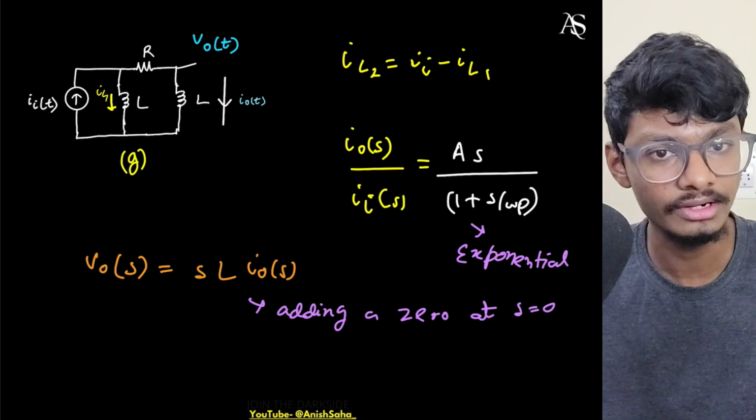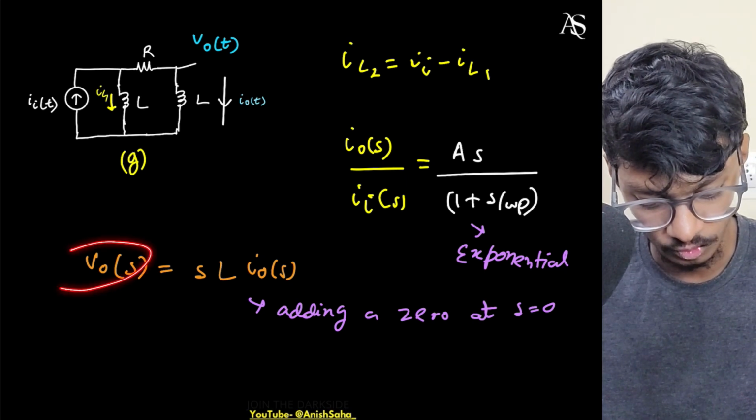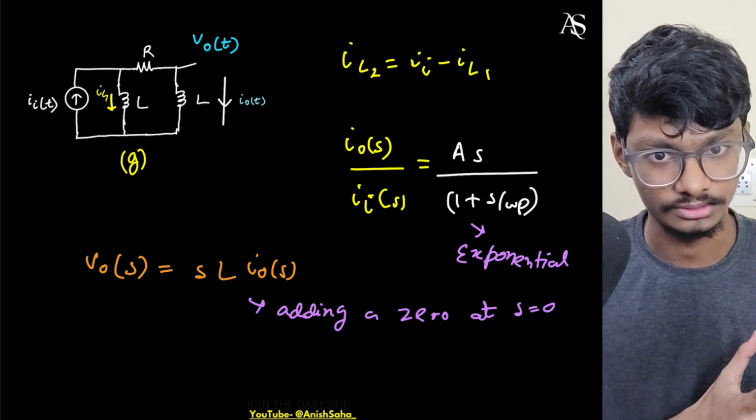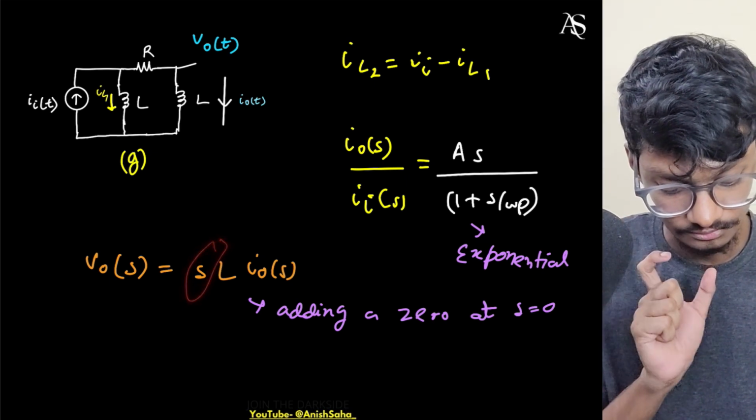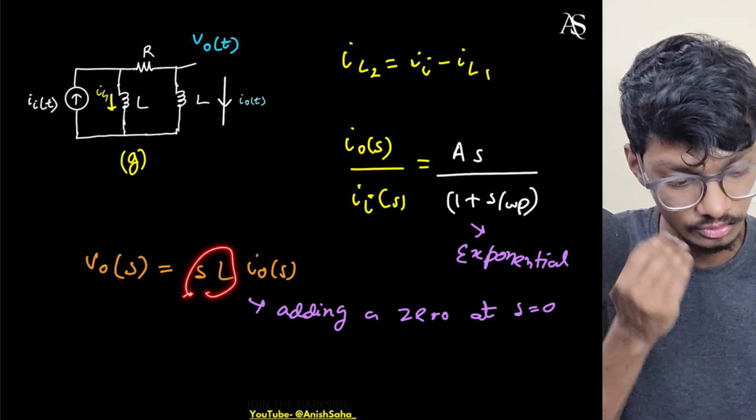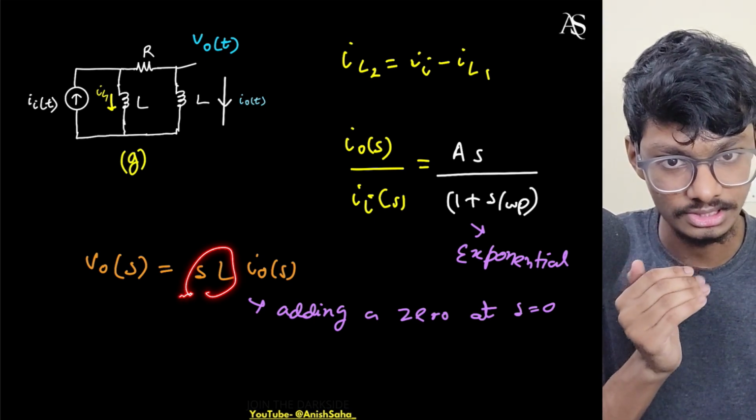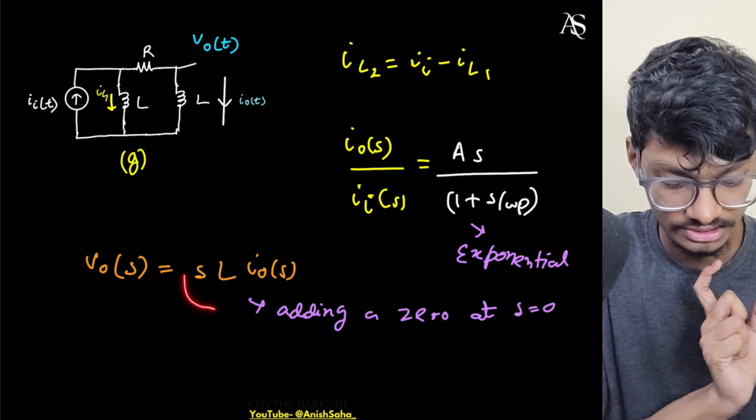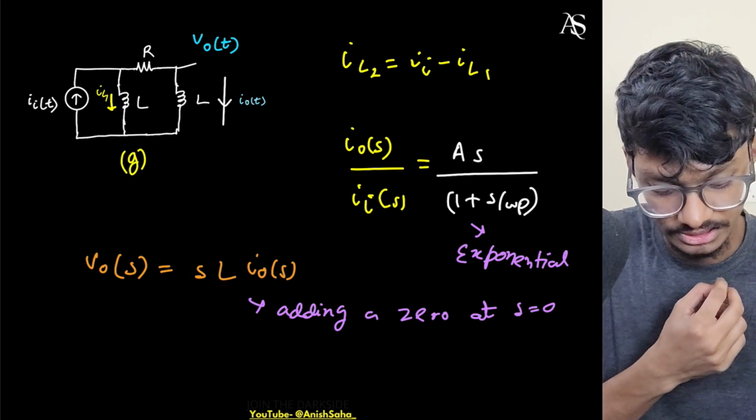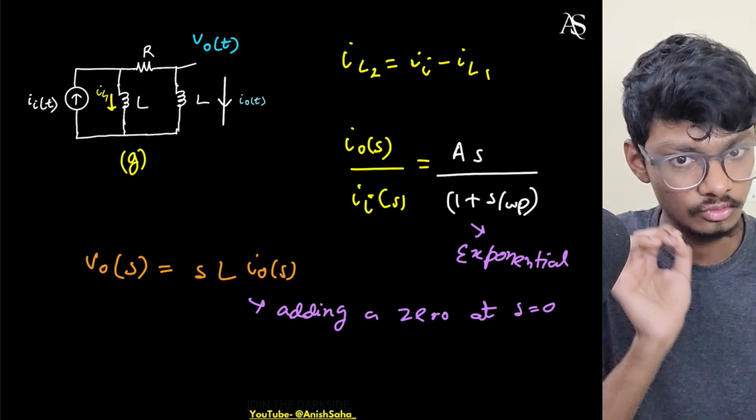Because I am taking a different output. I am giving current input and taking a voltage output. So obviously there is some unit conversion there. You can say this is the unit of impedance, so impedance is getting multiplied. If there is some unit conversion, obviously this 0 will get added. So don't worry about that.